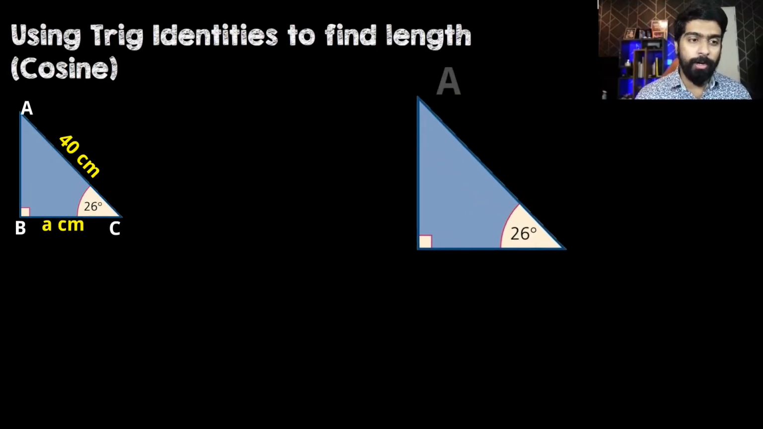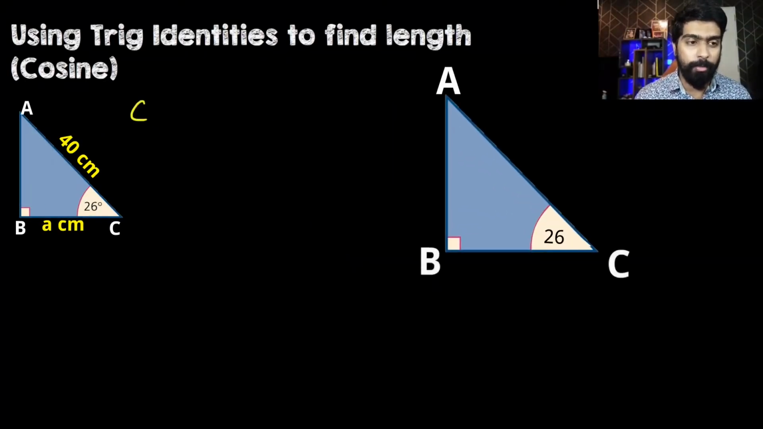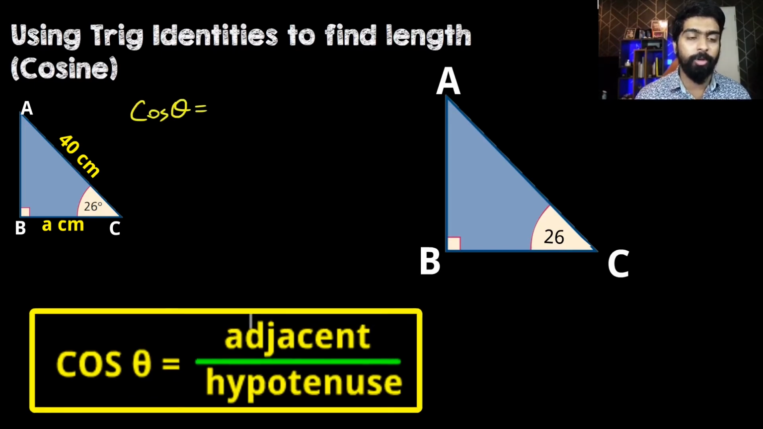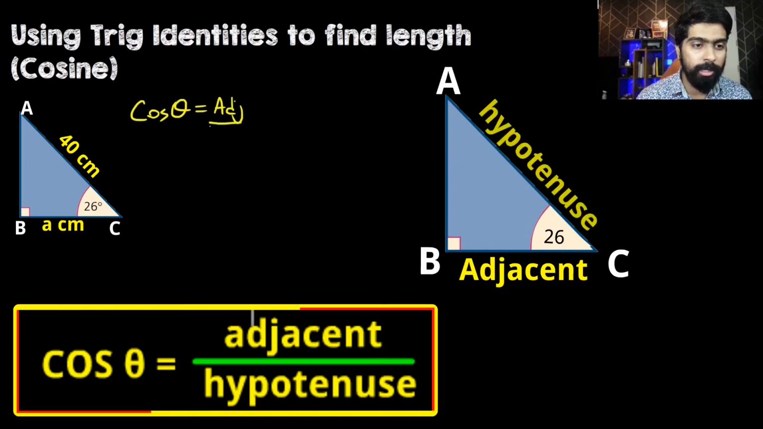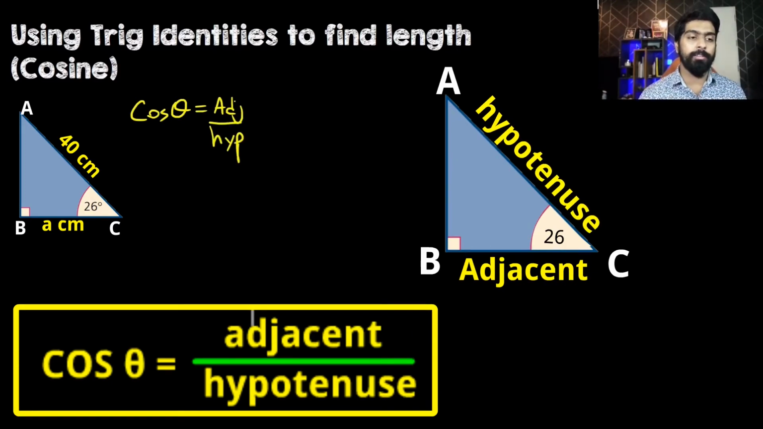First of all, let's write down the formula for finding cosine theta. So cosine theta is equal to the adjacent over the hypotenuse, right? Cosine is equal to adjacent over hypotenuse. Now let's get to it, guys.